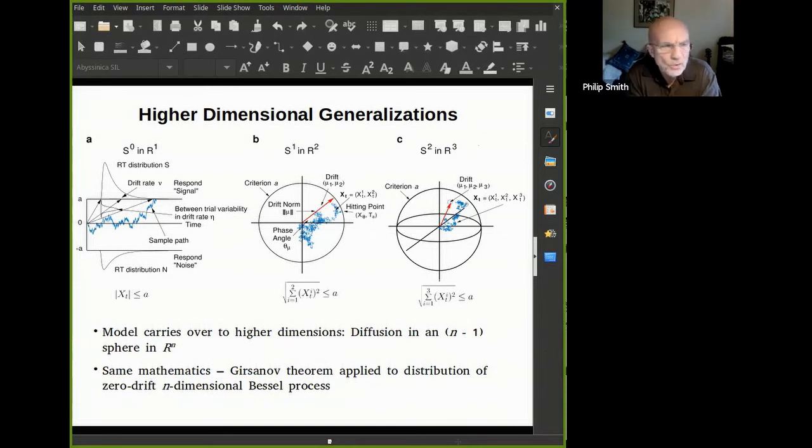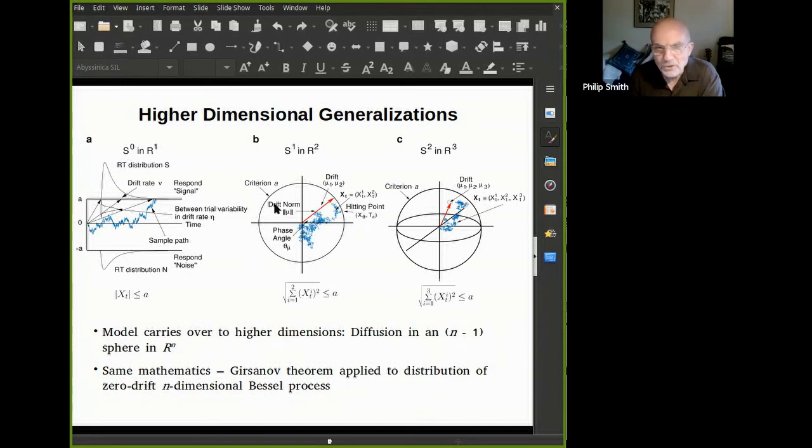Everything that I've talked about up until now carries over smoothly to higher dimensions. We can think about a family of diffusion process models in an n-dimensional space on the interior of a sphere of dimension n-1. So the two-choice diffusion model can be thought of as evidence accumulation in the space R1 on the interior of a zero sphere. R1 is just the real line, which are the possible values that the diffusion process takes. A zero sphere is just a pair of isolated points. So the pair of criteria can be conceptualized as a zero sphere.